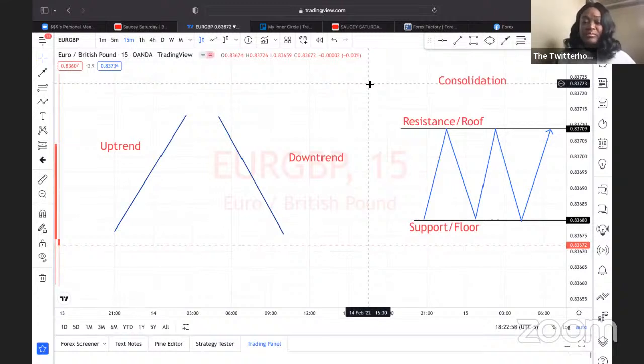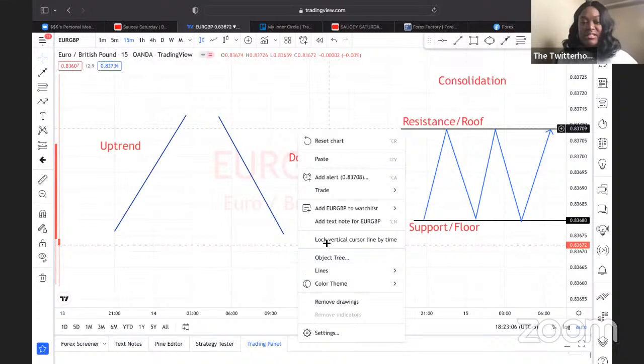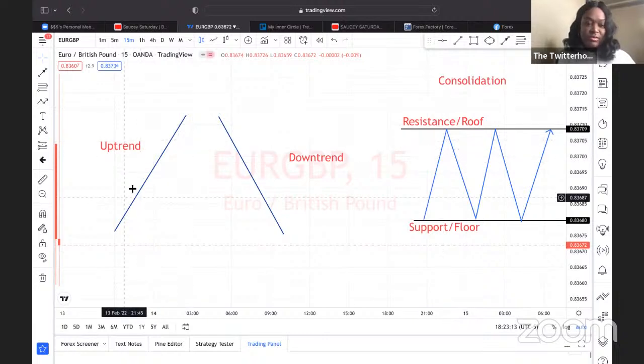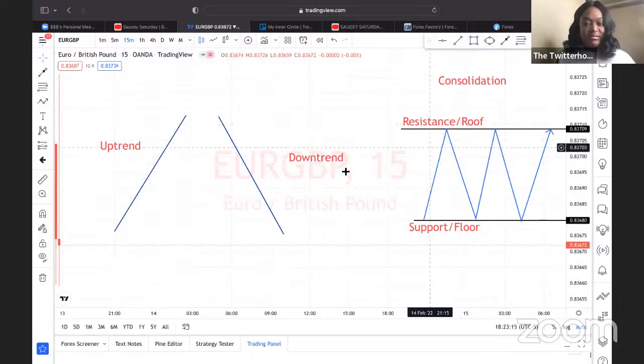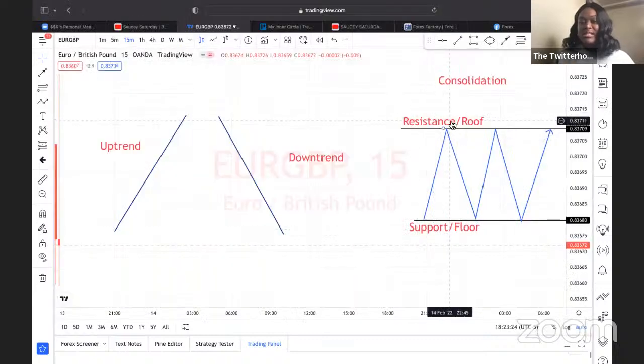So we're going to talk about uptrend mainly this week, right? So now I'm going to delete all of this stuff. But before I delete it, if anybody needs to take a screenshot, go ahead and take a screenshot so you can look this over later on. Uptrend, downtrend, consolidation, support, resistance.